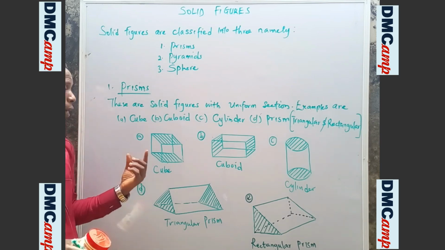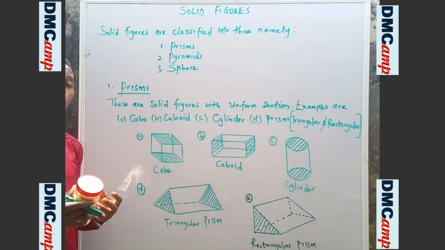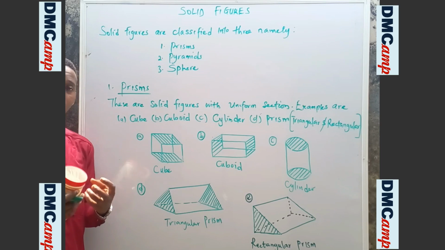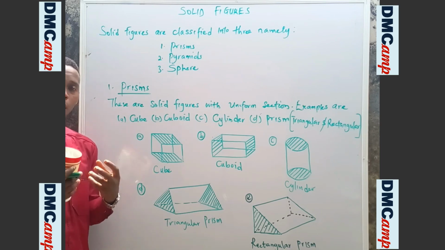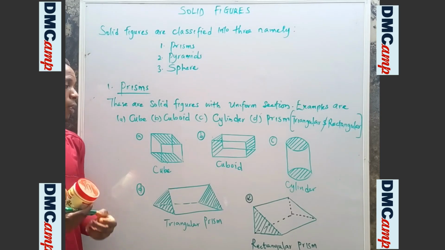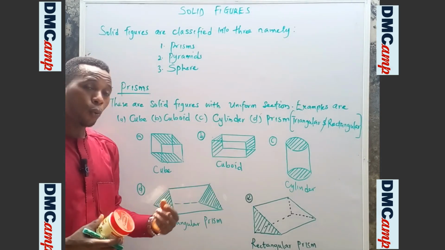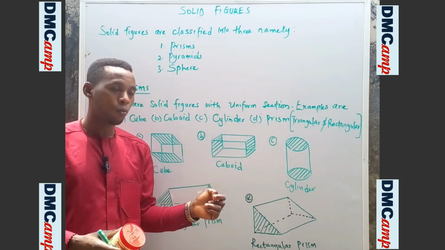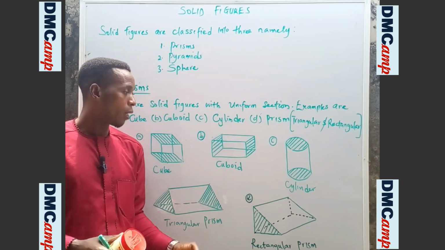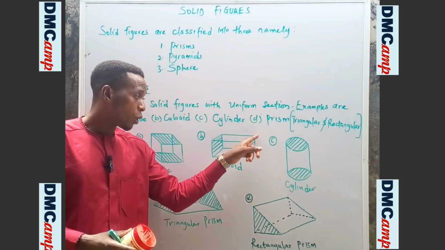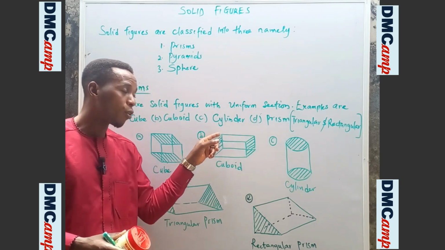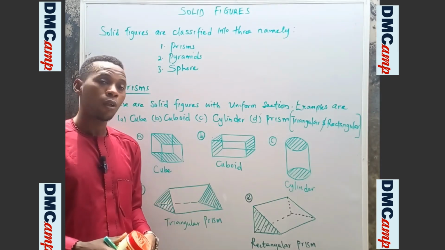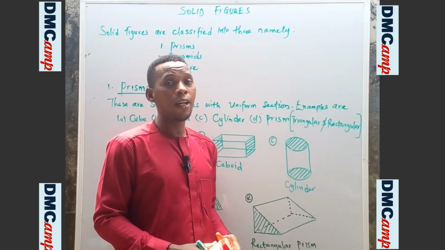Now, the first one here is a cube. A cube, all the faces are equal. The lengths are equal, the breadths are equal, and the widths are equal. Now, under cube, when you go to cuboid, under cuboid, we have the length. The length of this side is equal to the length of this side. The breadth of here, which is the width, is also equal to the width of this. While the height is also what? Is also equal.